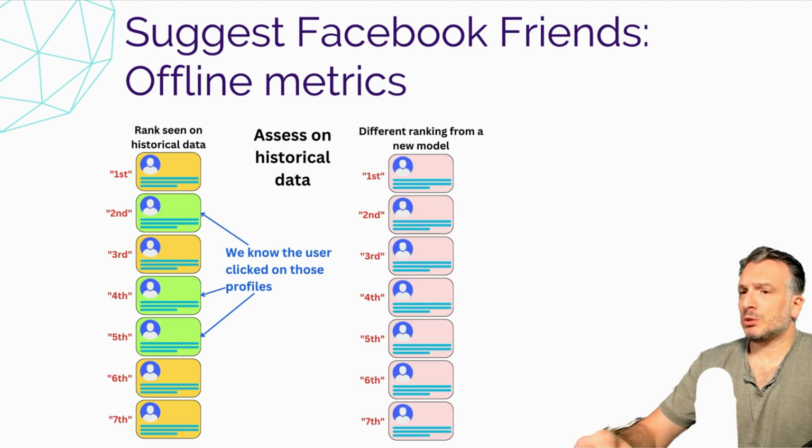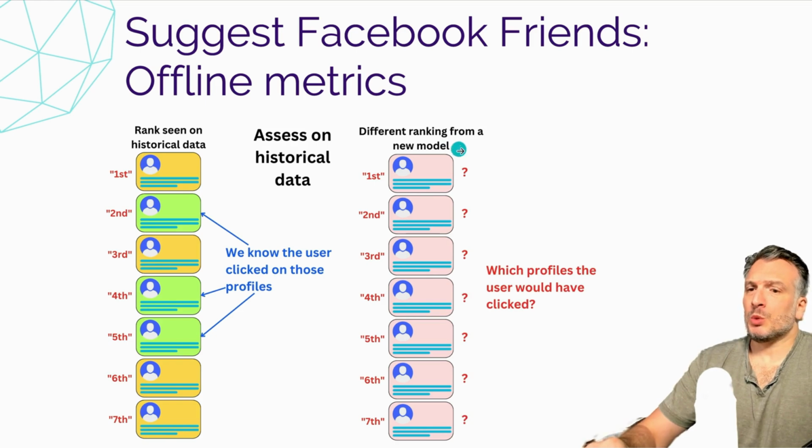But let's say that we want to test a new model and we only have historical data to assess that new model. And let's say that the new model is providing a different ranking of the profiles. How do we know which profiles the user would have clicked? It is very possible that the new model is presenting in this list profiles that were never previously seen by the user.